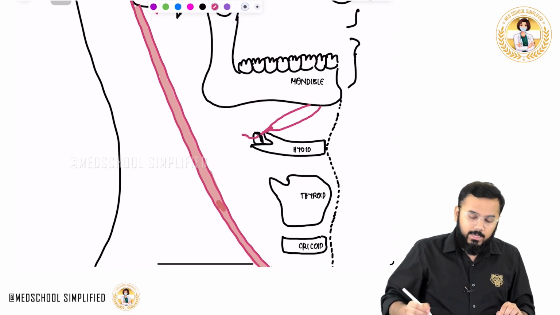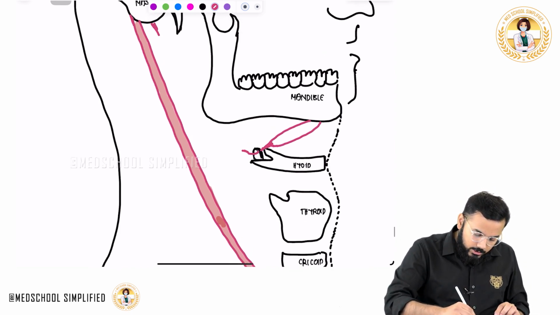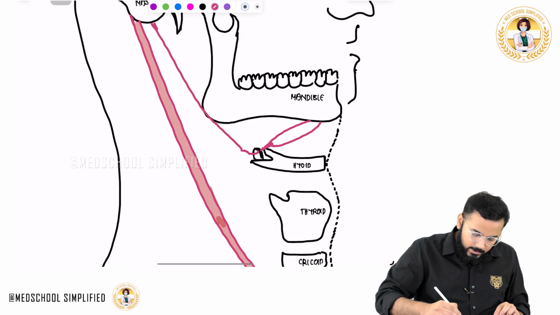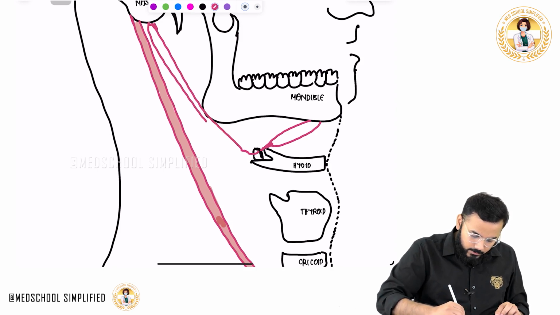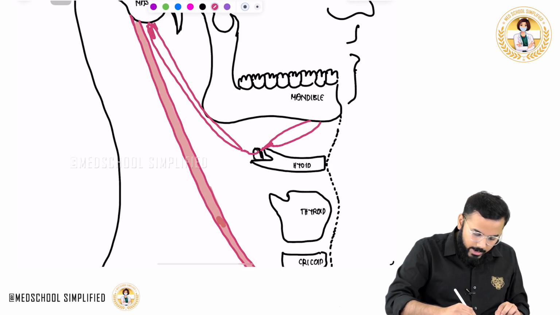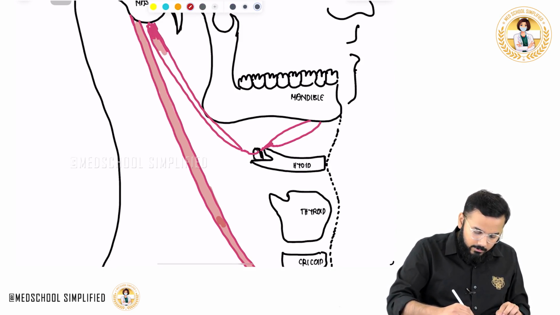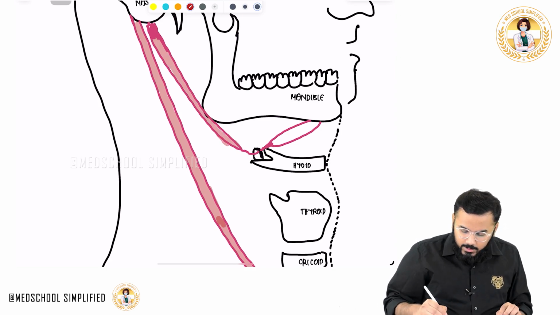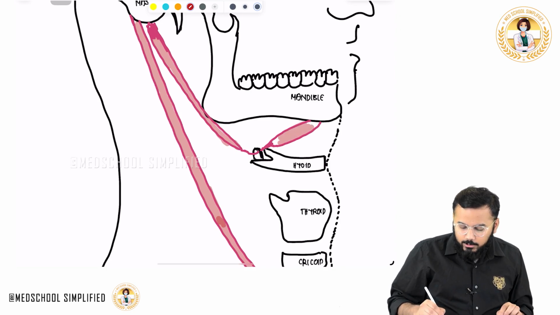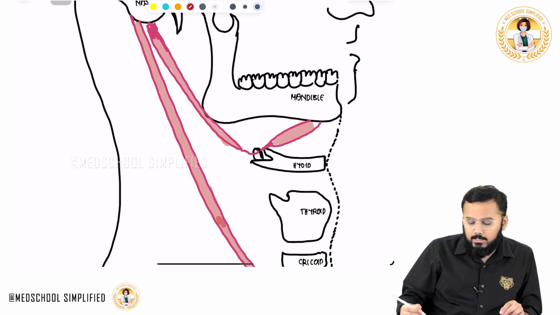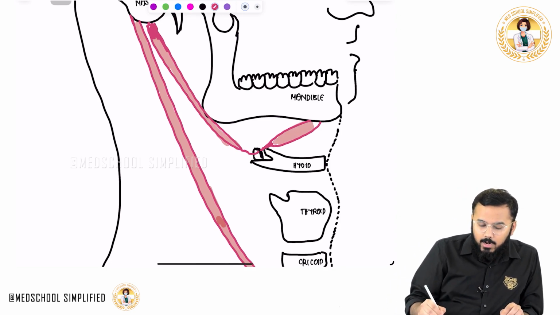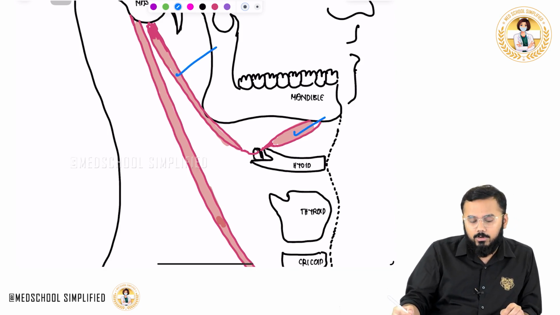And where is this muscle attached? This muscle is attached all the way back to your mastoid. So this particular muscle which I have drawn right now has got two bellies. What are the two bellies? You can very clearly see that this part over here is called the anterior belly and this is called the posterior belly.